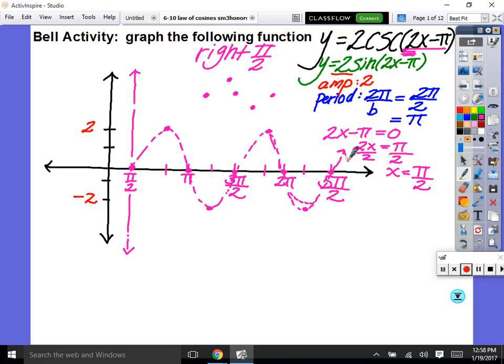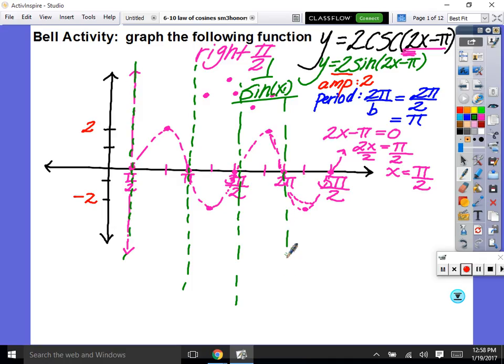Now remember that cosecant is really 1 over sine, so we know that sine of x cannot be 0. Look at my sine function. When is it at the value of 0? Right there, and there, and there, anytime it crosses the x-axis. That's where we put in our vertical asymptotes. And because cosecant is the reciprocal of sine, frowns become smiles. Turn that frown upside down. Turn the smiles into frowns.